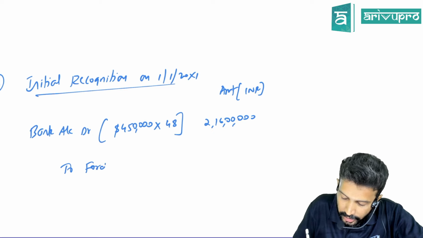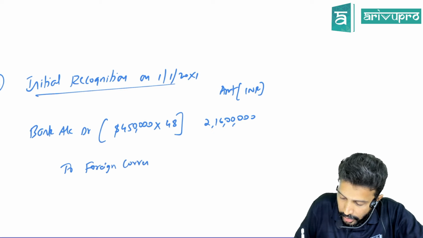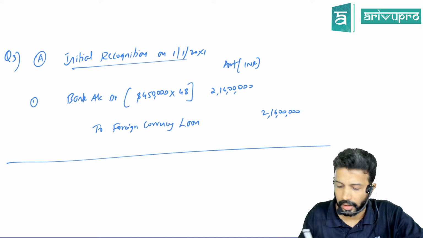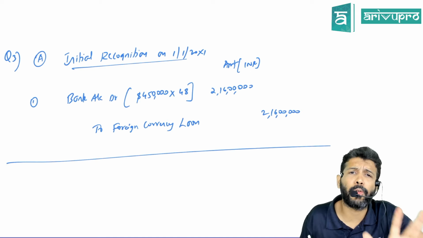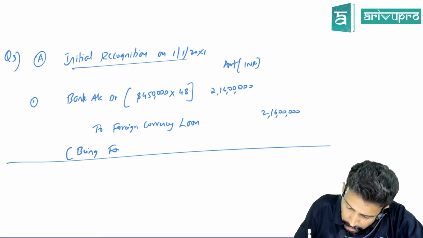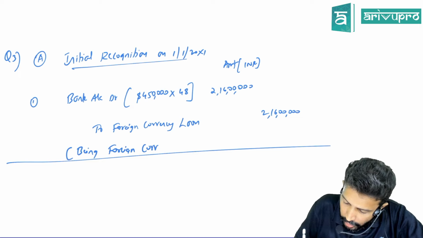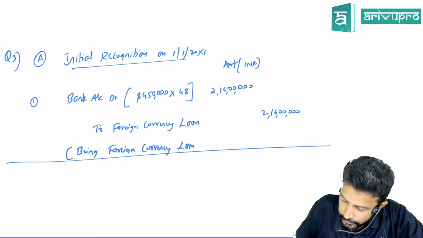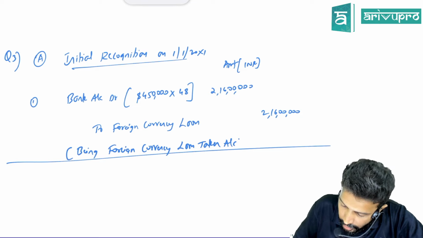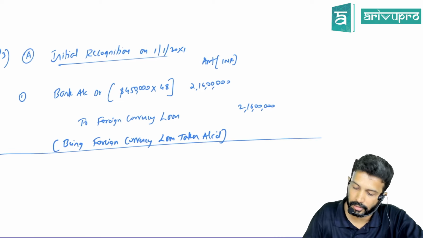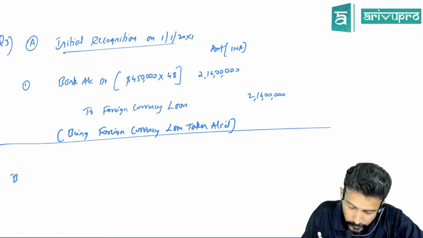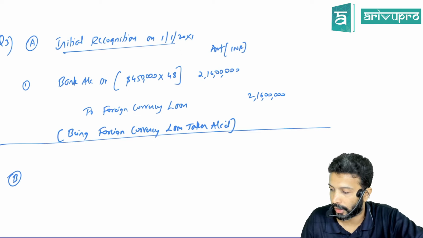So bank account debit to what? Can I write it as foreign currency loan? Bank account debit to foreign currency loan, which is 2 crore 16 lakhs. Narration is pretty straightforward. You'll write, being foreign currency loan borrowed, being foreign currency loan taken accounted. You can write it in your own words. Write whatever narration, but do write one. Don't write your other stories, you know.